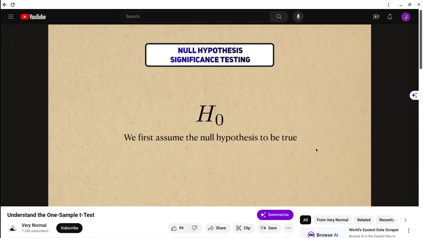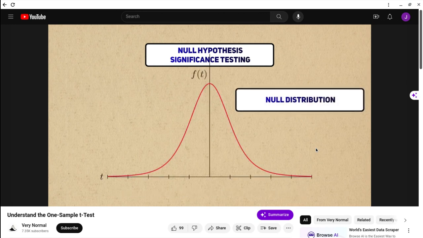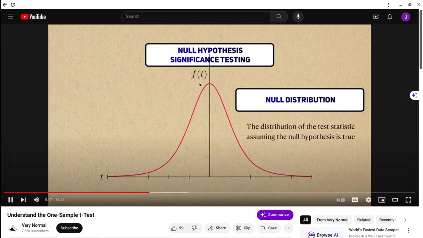First, assume that the null hypothesis is true. This assumption will decide the probability distribution of the test statistic. Together, we call it the null distribution. So the distribution of the test statistic under the null hypothesis.